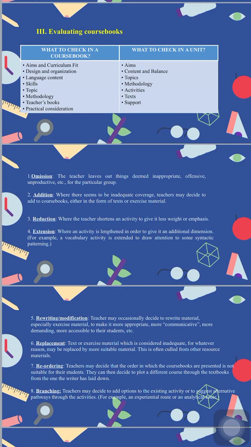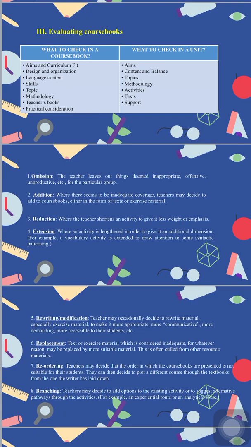And what to check in a unit: about aims and curriculum fit, we have the aim, and the second is content and balance. The third is topics. The fourth is methodology. The fifth is activities. The sixth is text, and the last is the support.